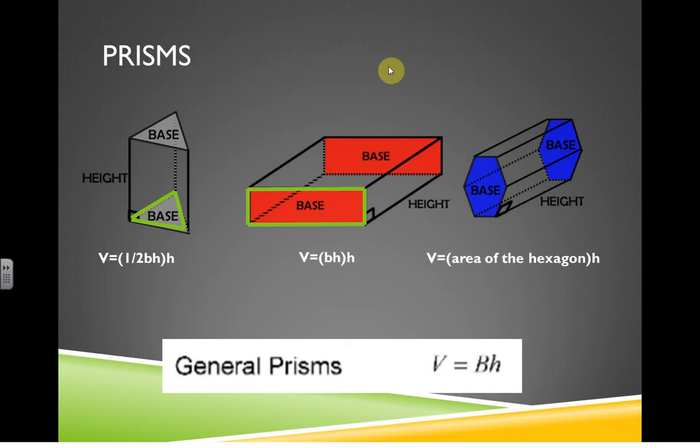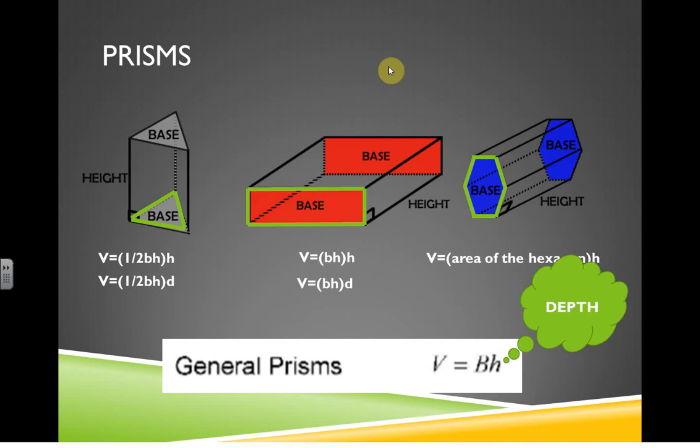And then if I give you any object, it's simply the area of the base, so the area of the hexagon times the height. So if you ever get something like that, you could just find the area of the base using whatever methods we've done before, and then you multiply it by the depth of the object. Again, think depth for height. And that's what I meant by that. You can just put a D there instead.